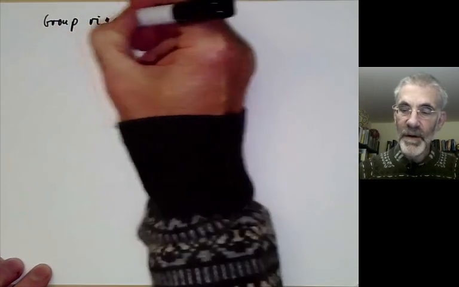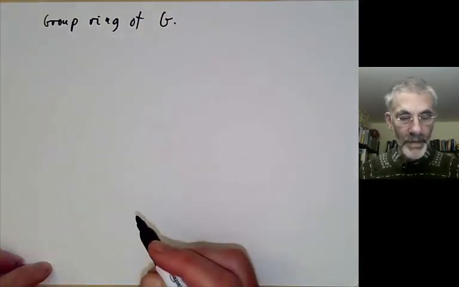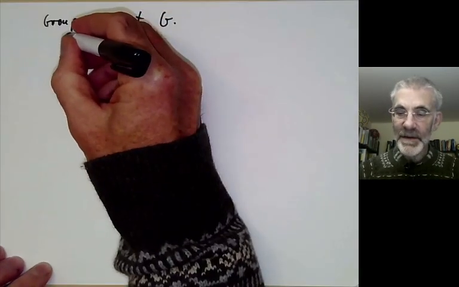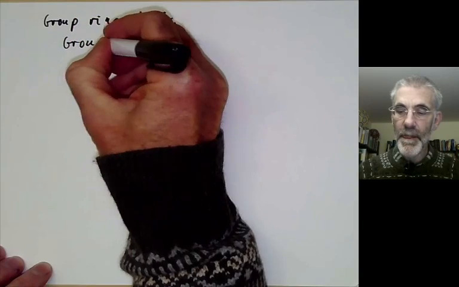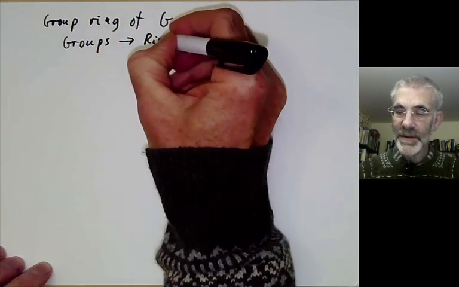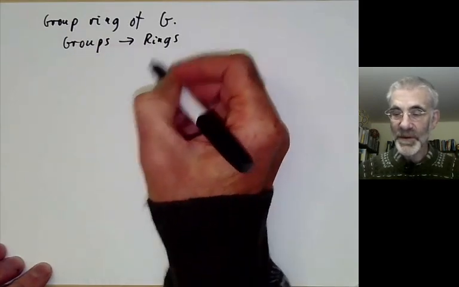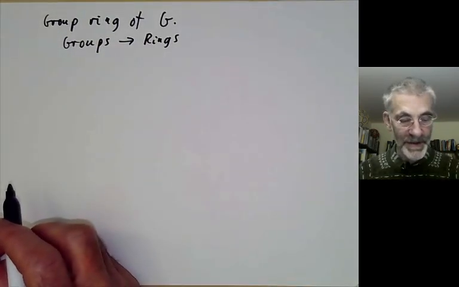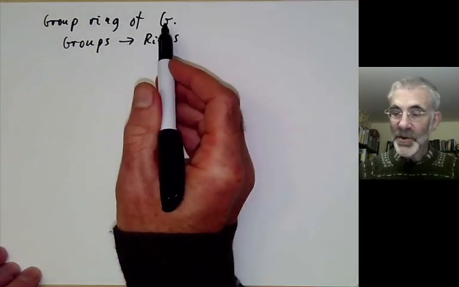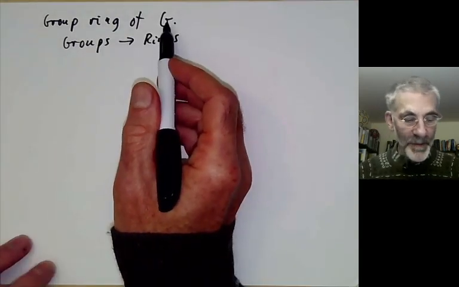This lecture is part of an online course on rings and modules, and we'll be giving a few examples of rings related to groups. In particular, we'll be looking at the group ring of a group G. So this is going to give us a functor from groups to rings. So for any group we construct a ring, and homomorphisms of groups correspond to homomorphisms of rings.